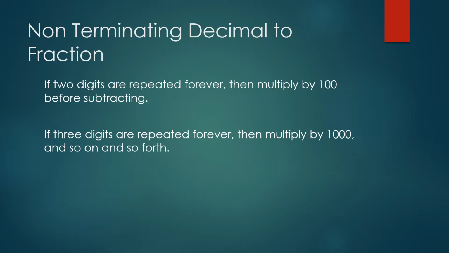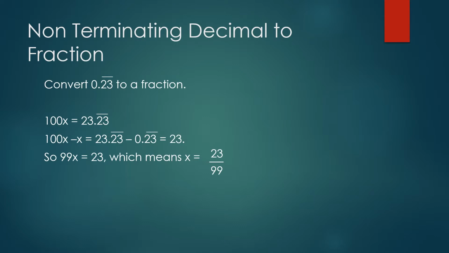An important note: if two digits are repeated forever, then multiply by 100 before subtracting. If three digits are repeated forever, then multiply by 1,000, and so on and so forth. Let's try a new problem applying what we have learned from earlier.